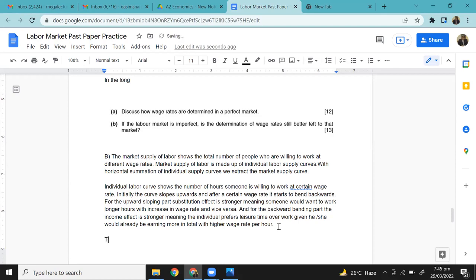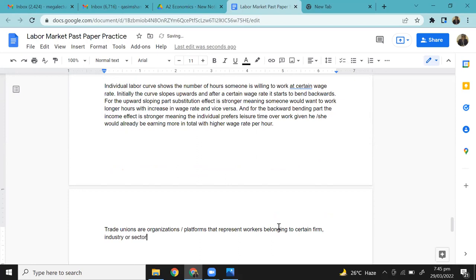Okay, now what are trade unions? So first of all, we'll explain trade unions are groups or platforms that represent workers belonging to a certain firm, industry, or sector, right?